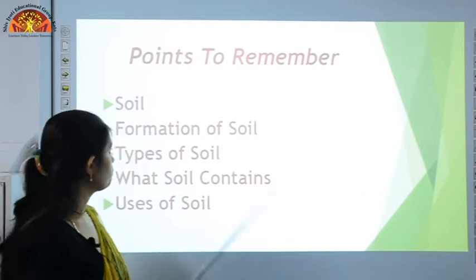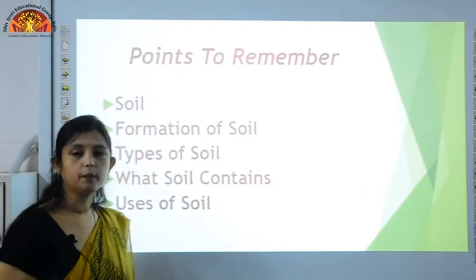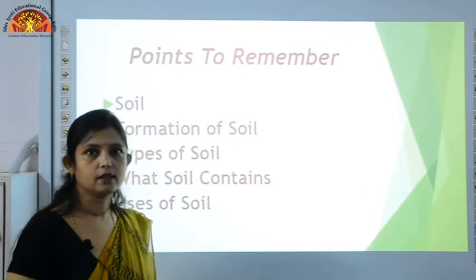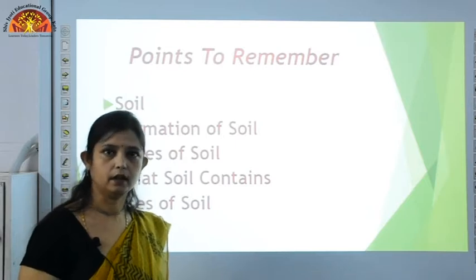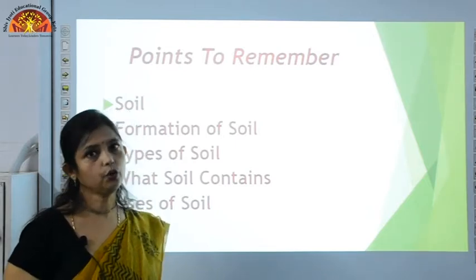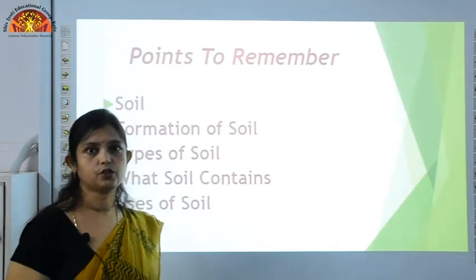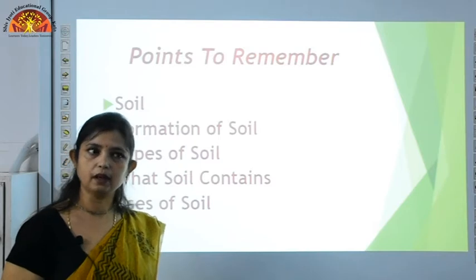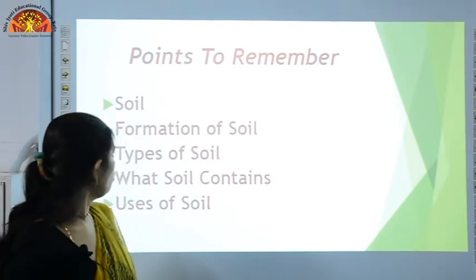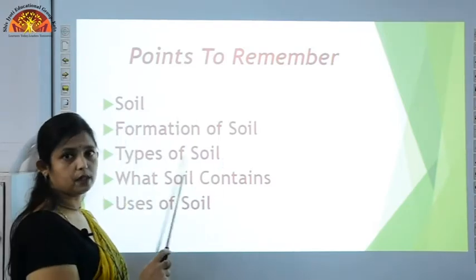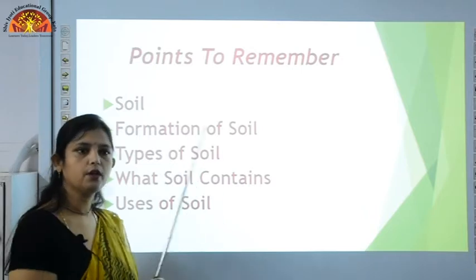So, students, what is soil basically? Soil is the topmost layer of the earth. Plants need soil to grow. They remain fixed to the soil with the help of their roots. Now, how does this soil form? We will discuss the formation of soil.